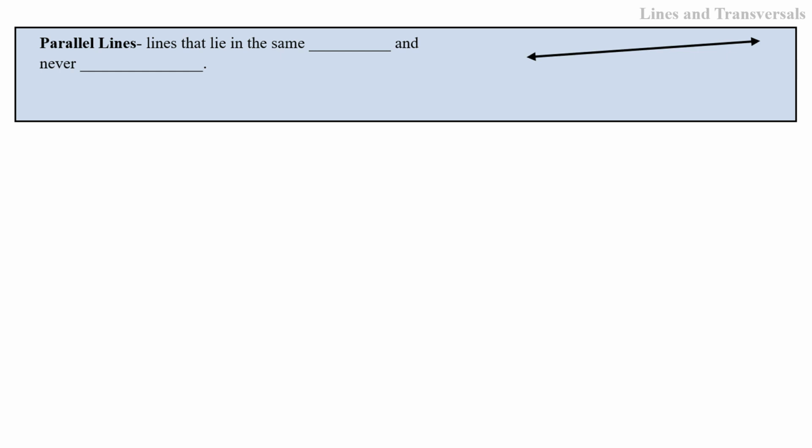So let's continue with more definitions that we're going to be using throughout the year. This one you should be familiar with, parallel lines. So parallel lines you might just remember as lines that don't touch, but it's actually a little bit more complicated than that. It's lines that lie on the same plane and they never intersect. Okay, so they have to be in the same plane.